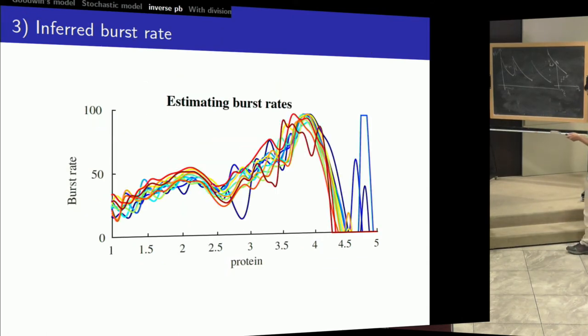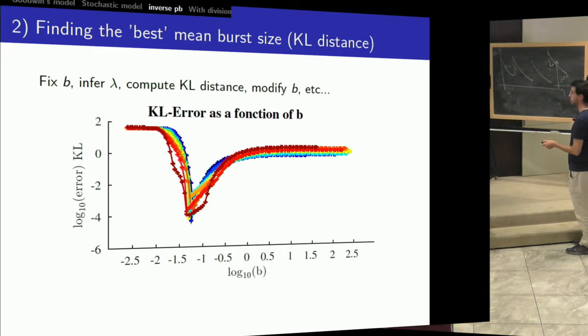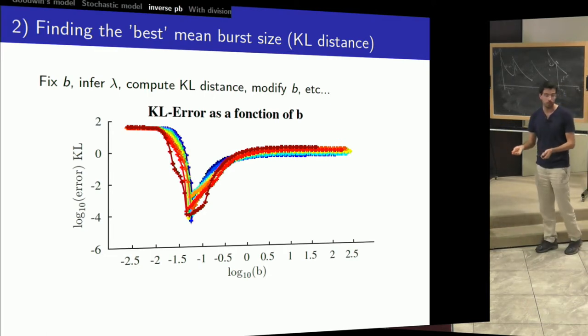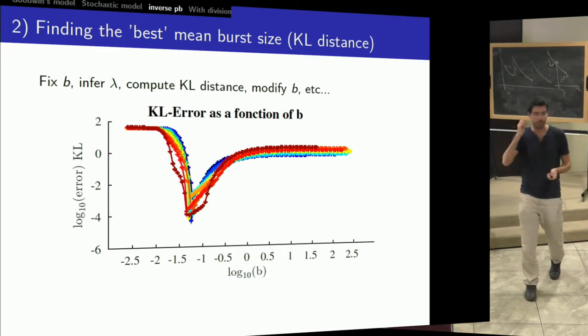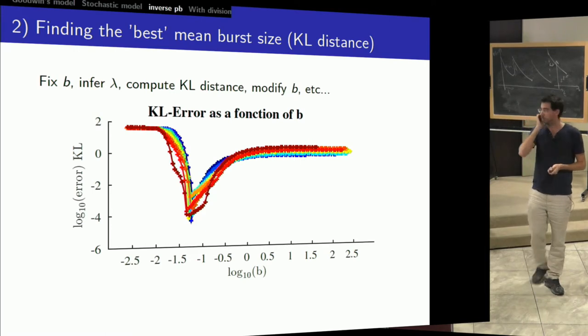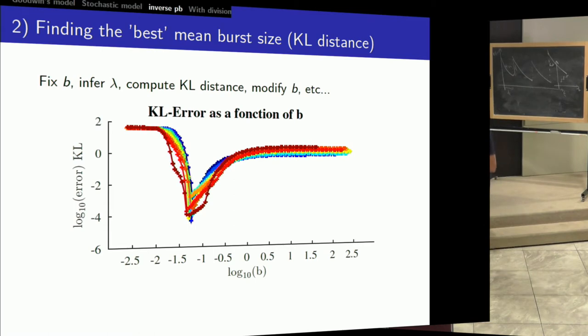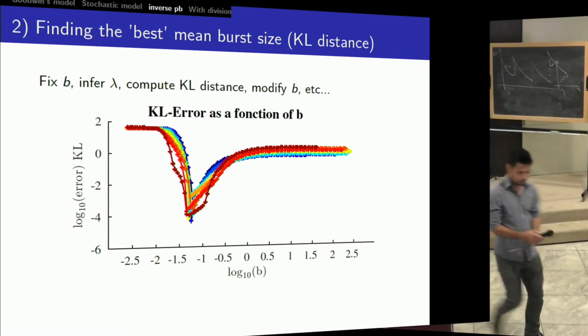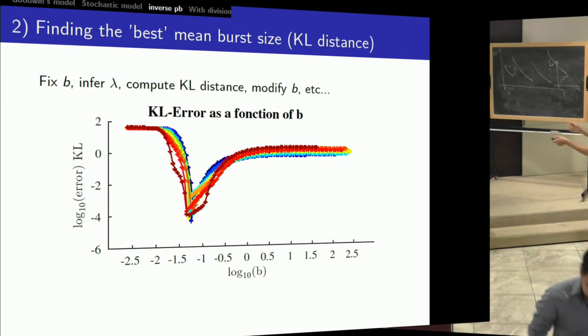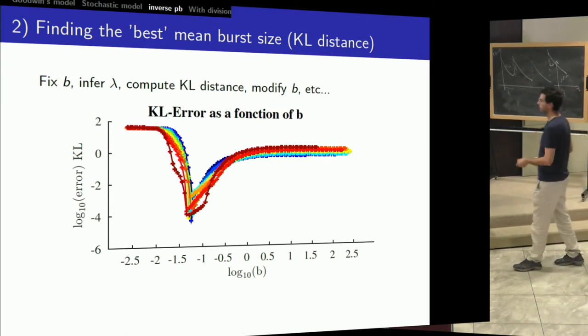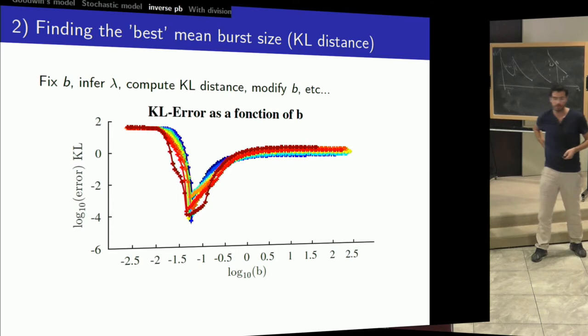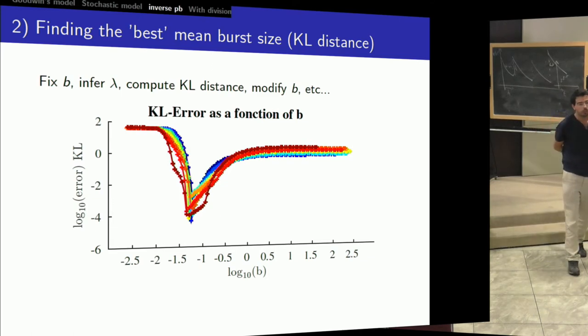And then we start to compute the distance between the fit and the data. Here we use Kullback-Leibler, but you can use other distances to quantify the distance between the fit and the data. Okay. And it turns out there is roughly an optimal B for all the data in this way. And here you compare to the smooth version. To the smooth, yeah. Okay.